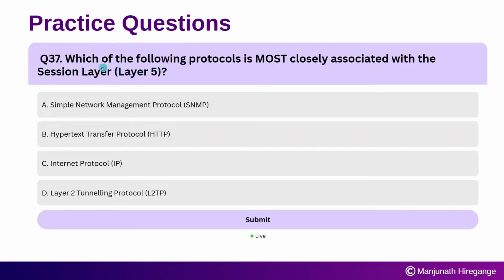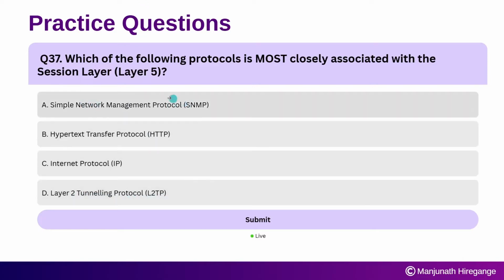Question number 37. Which of the following protocols is most closely associated with the session layer, that is layer 5 of the OSI model? Option A is Simple Network Management Protocol, SNMP. Option B, HTTP. Option C, Internet Protocol. Option D, Layer 2 Tunneling Protocol.